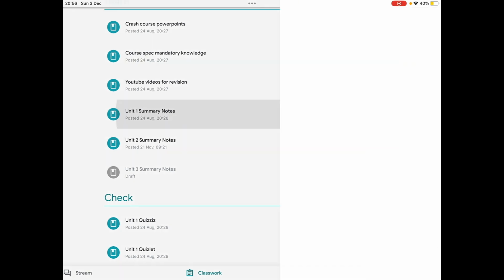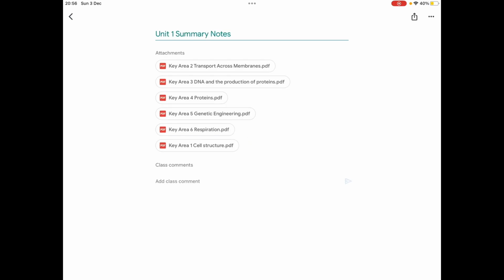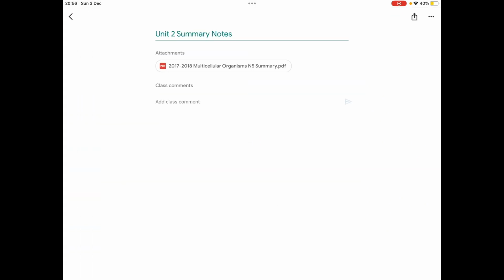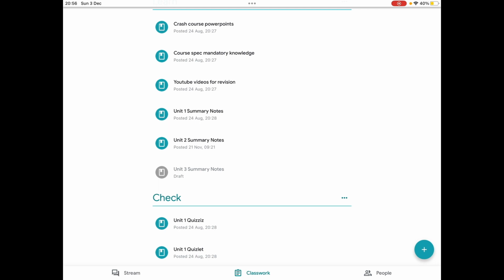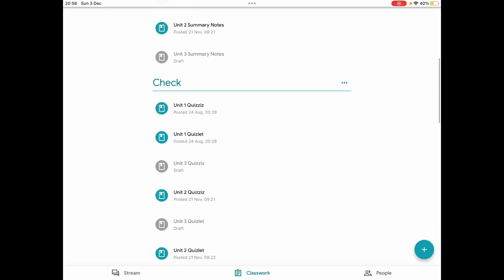Okay, so if I click on the Unit 1 summary notes, for example, you can see that it covers all the different key areas as separate topics. And for other units, I think Unit 2, it's all together. So either way it covers them key area by key area, or it's the full unit, again with chapters in it. You can see that Unit 3 is greyed out at the moment, and that's because none of our National 5 classes have yet gone to Unit 3. I'm looking at the teacher view here, so you guys wouldn't see that.